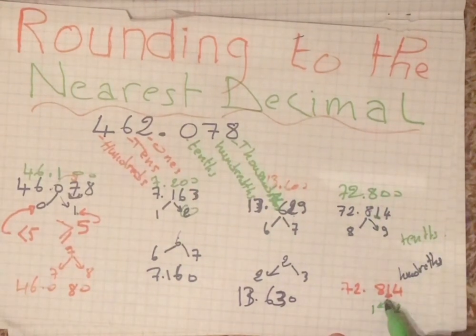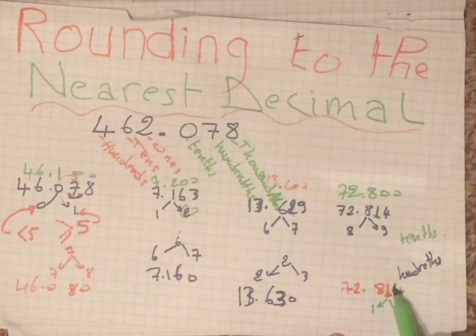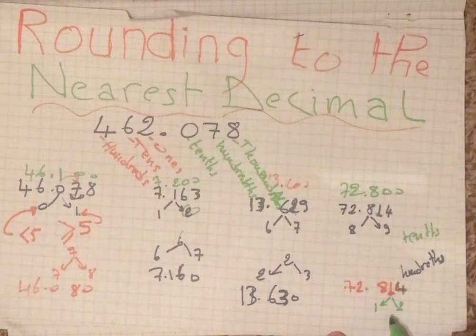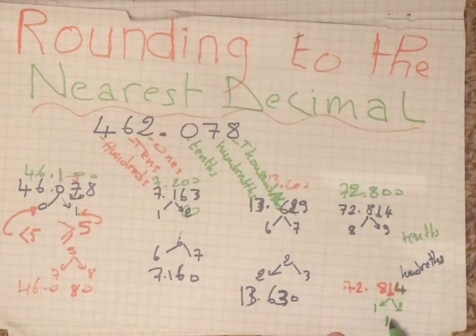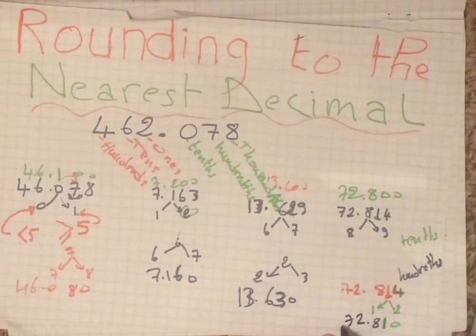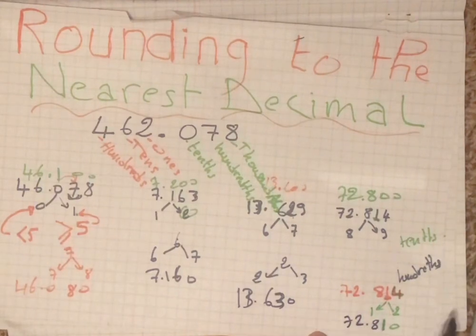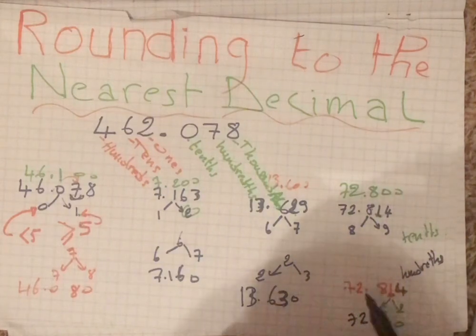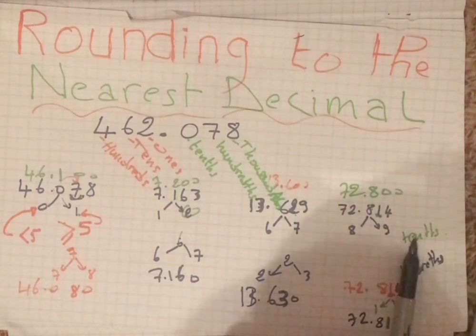So how to tell if this number 1 goes up or down is the digit which comes after, which is number 4. This number 4 is below 5. If it's below 5, the digit stays where it is, then we will have 1, because 4 is under 5. Then what comes after 1 will become 0, then 8 stays where it is, the dot stays where it is, and 7. This is the final number, 72.81.